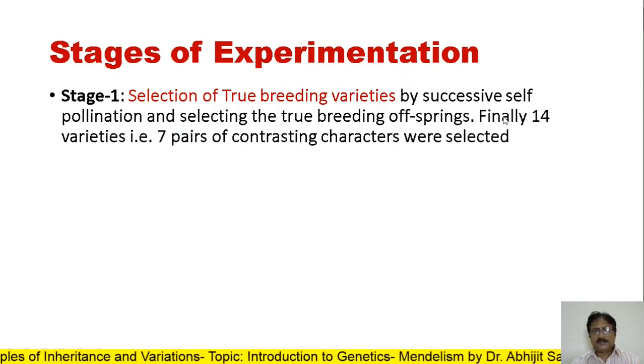So ultimately, he could select 14 such varieties. These 14 varieties are actually 7 pairs of contrasting characters. So he selected 7 characters, and each character having 2 alternate traits. So that means 14 traits of varieties were selected.